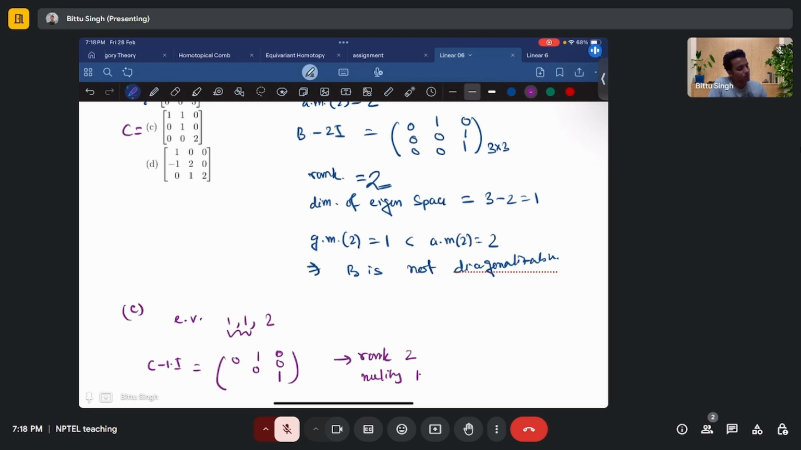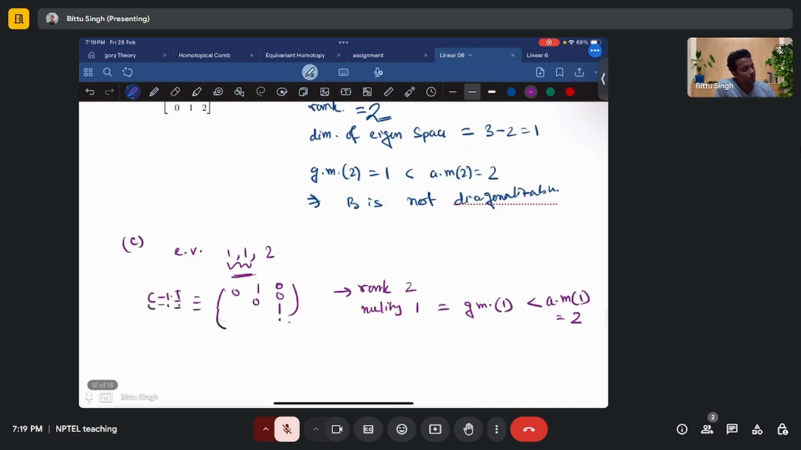Nullity 1 means, therefore, the geometric multiplicity of 1 is less than the algebraic multiplicity, because the algebraic multiplicity, it occurs twice. So this is strictly less than 2. So those are not the same. Hence, this is not diagonalizable.